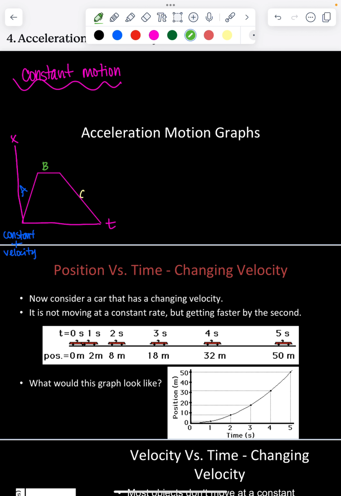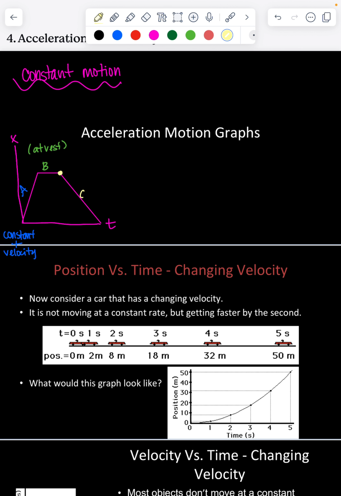All right, then if we look at part B, we see a horizontal line. All right, a horizontal line on a position versus time graph means no motion. You have something that is at rest. And then C, all right, this is a big part right here, a big deal.